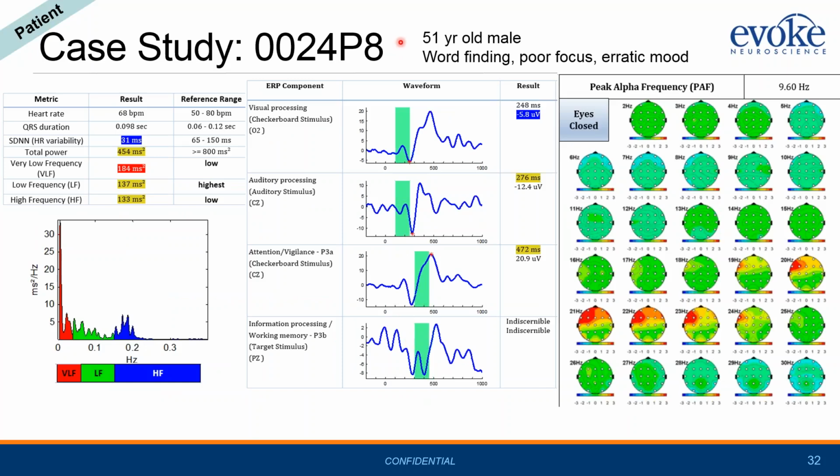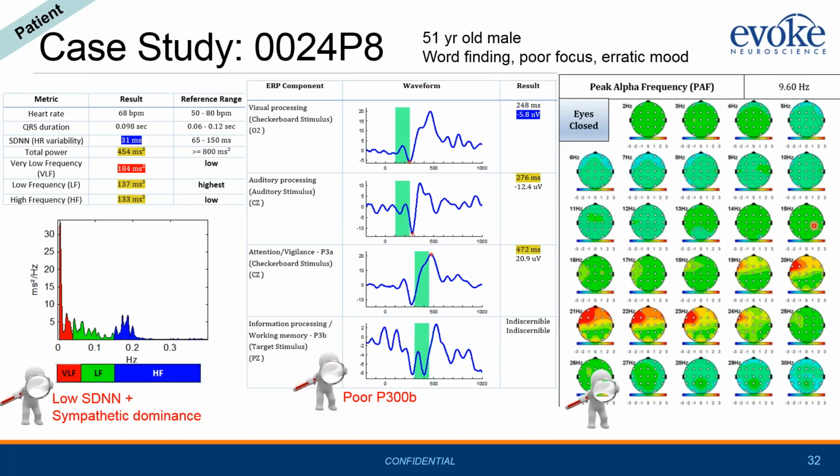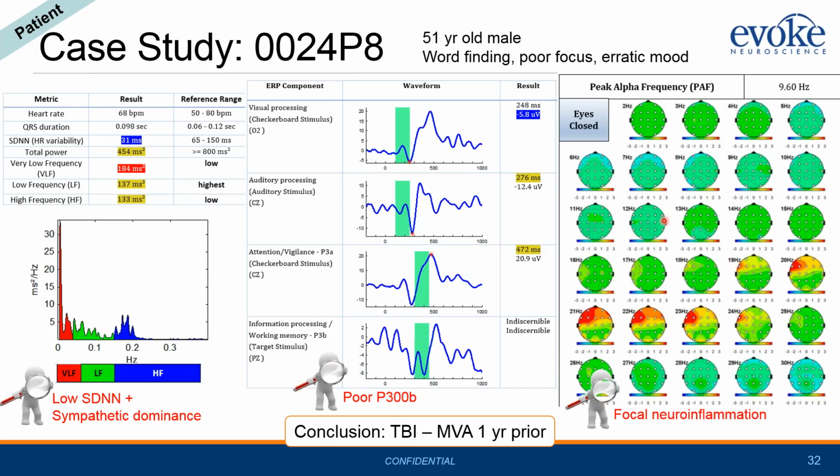This is a 51-year-old male who's concerned with word finding, poor focus, and erratic mood. First thing I'm going to look at is my heart rate variability. He's got low SCNN, total power, and he has sympathetic dominance. That's one of our biomarkers. I look at his ERPs, and it looks like he has a delayed P3A and a really poor P3B that couldn't even be detected. And when I look at his head maps, I'm seeing some high power in our fast frequencies. That's really focal. Remember, that's one of our biomarkers of neuroinflammation. So we have focal neuroinflammation. Altogether, these things make me think traumatic brain injury.